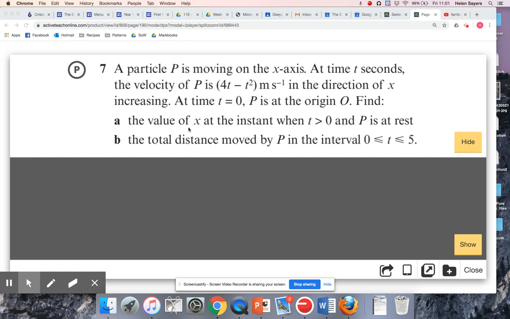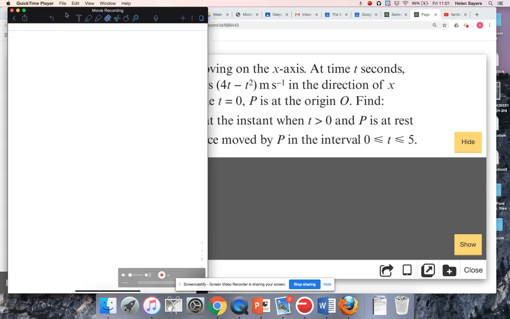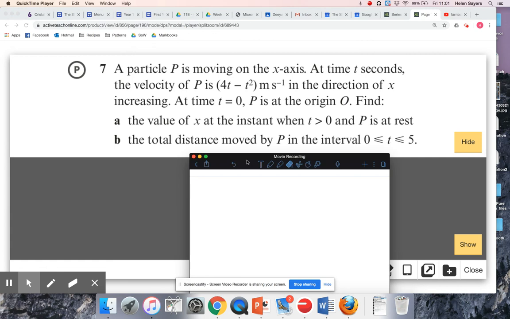So the first thing we're asked to find is the value of x at the instant when t is greater than 0 and P is at rest. So if P is at rest, that's when the velocity is 0. So let's first of all find out when it is at rest. I'm told in the question that velocity is 4t minus t squared. So it's at rest when the velocity is 0.